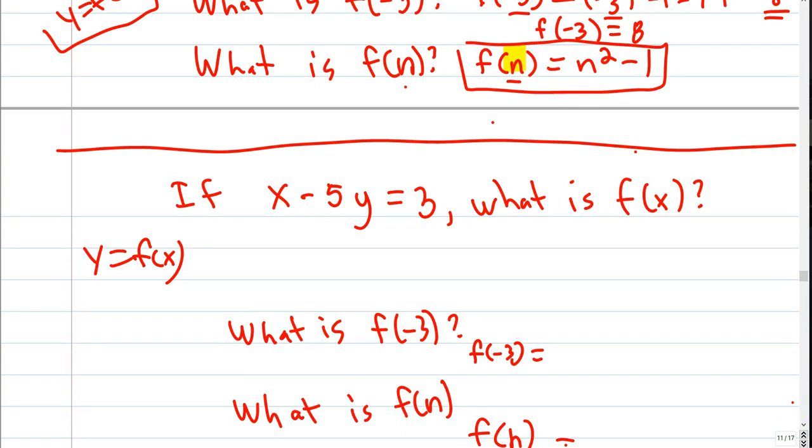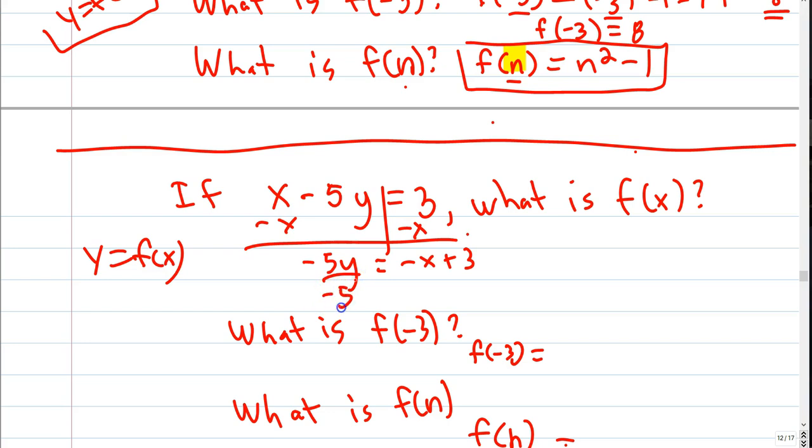What if x minus 5y equals 3? What is f of x? Well, we said we can replace y with f of x. Problem this time is it's not y equals yet. So we need to get y equals by subtracting the x. So negative 5y is equal to negative x plus 3. Dividing by negative 5, each term gets divided by the negative 5. So that y is equal to positive 1/5 x minus 3/5.